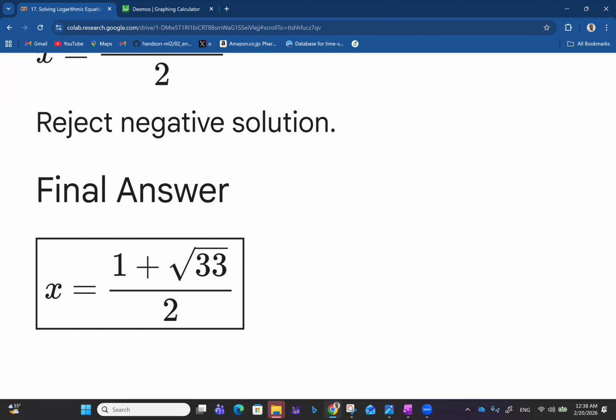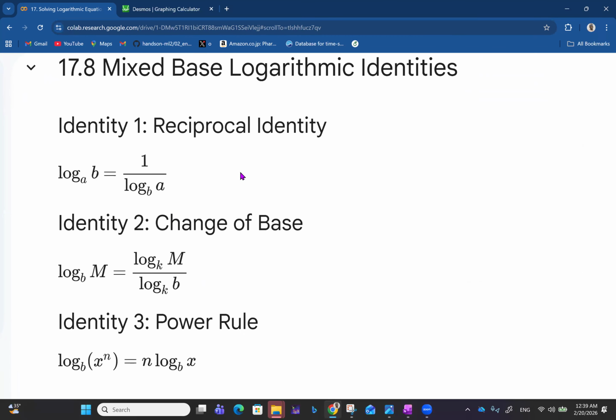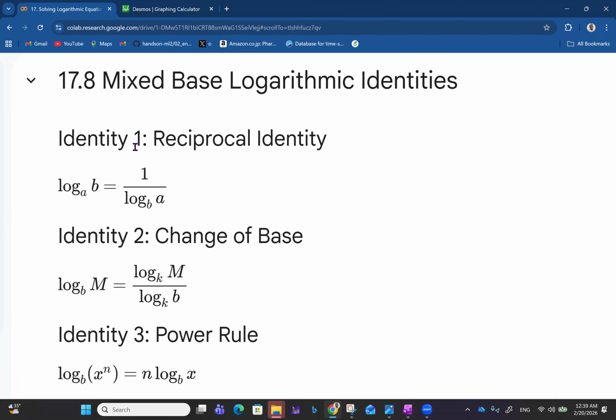So there are some identities that can help us in this case. Some of them I talked about previously. So we can have the reciprocal identity, which tells us that log b base a is the same thing as 1 over log a base b, right? So that simply tells us that if you have log b to base a, that's the same thing as 1 over log a to base b. That's another very important identity right there. Okay, so we have that.